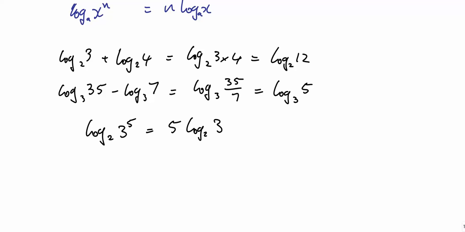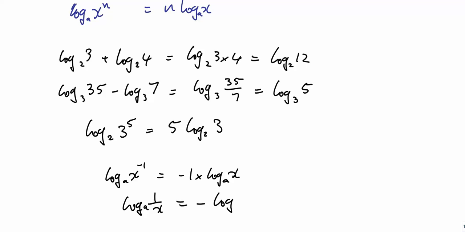A special case of the third rule, which is very useful: if we have log x to the power minus 1, well, log x to the n is n log x, so that would be the same as minus 1 times log x. This is true of any base. I'll put in base a there. So x to the power minus 1 of course is 1 over x, so we have log of 1 over x to base a is minus log x, and that's a very useful rule.